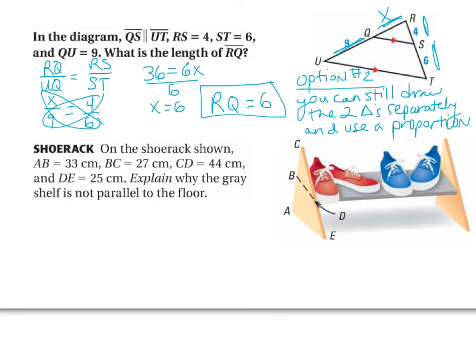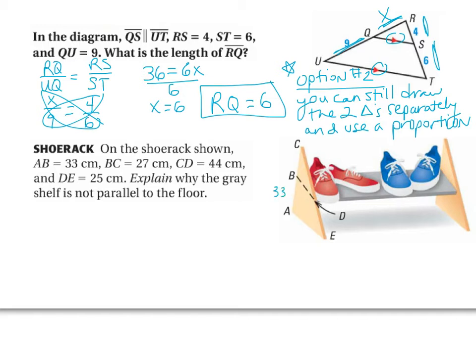One little side comment I wanted to make is that you can still set up your two different triangles, so drawing the two separate triangles and making a proportion like we did before. It does take a little bit more time. So this is a faster route if we can see that the two sides we are given are parallel to each other.